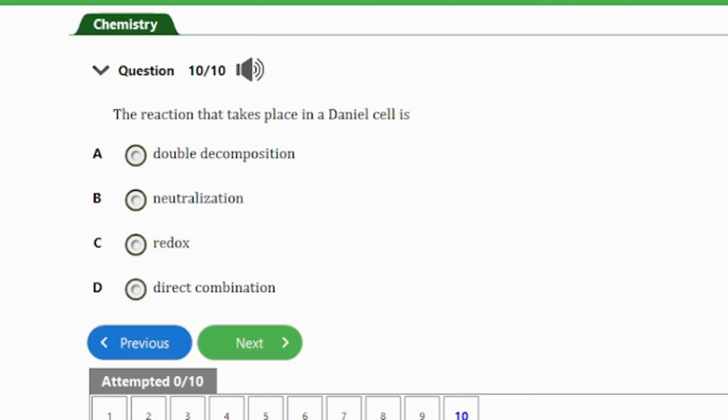That's the redox reaction. So in a Daniell cell, the reaction that takes place is actually a redox reaction. At the anode, we have an oxidation process, and then at the cathode, we have a reduction process. That's the oxidation process occurring at the zinc anode, and then the reduction process occurring at the copper cathode.